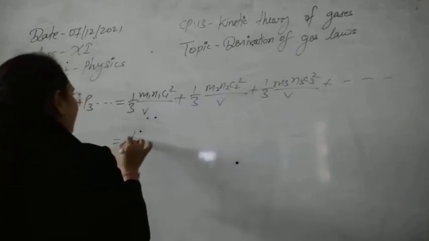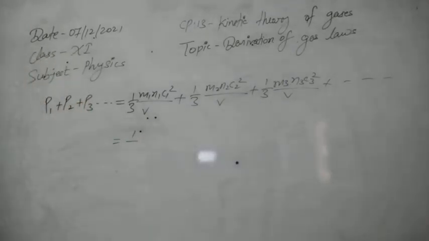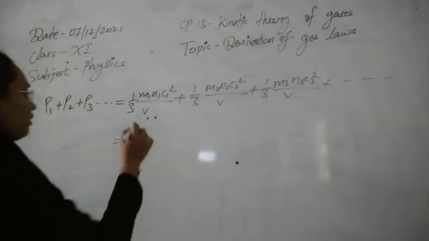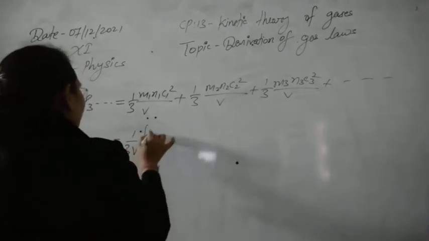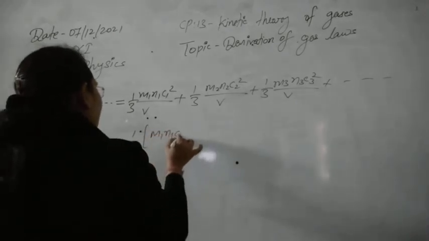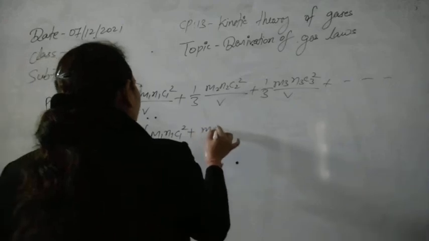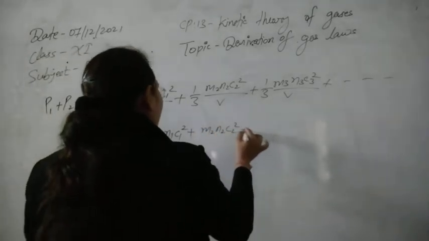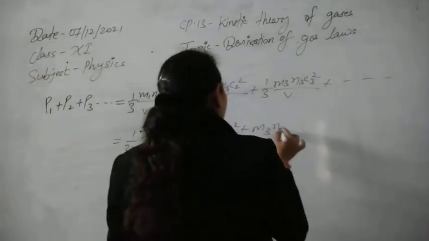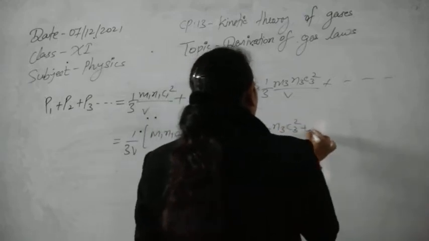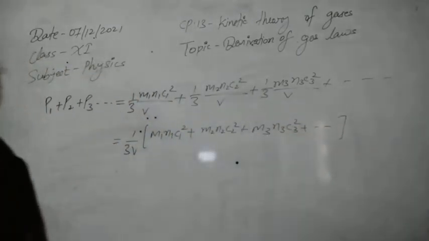Now we can take 1 by 3V as common. So let's take it common. We have m1 N1 c1 square plus m2 N2 c2 square plus m3 N3 c3 square, and so on. Up to now I think that is clear.